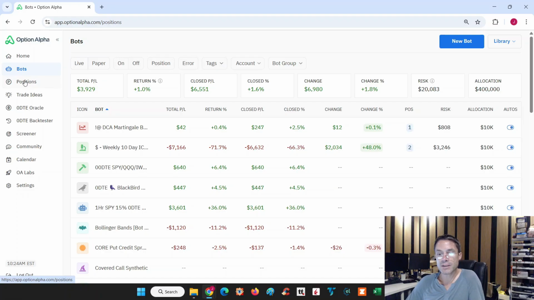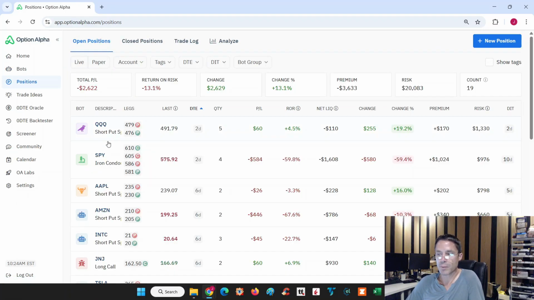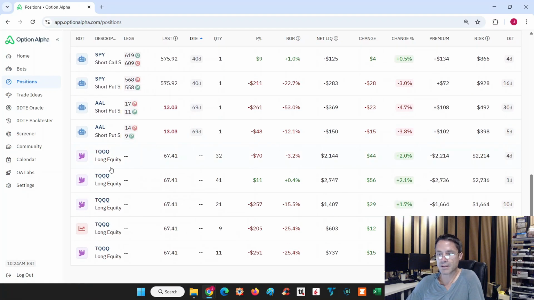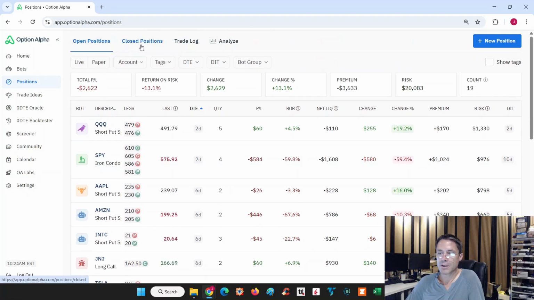So positions, this will literally be my current open positions of all my bots. So that's them. You can see for yourself, closed positions, your trade log, and the analysis.